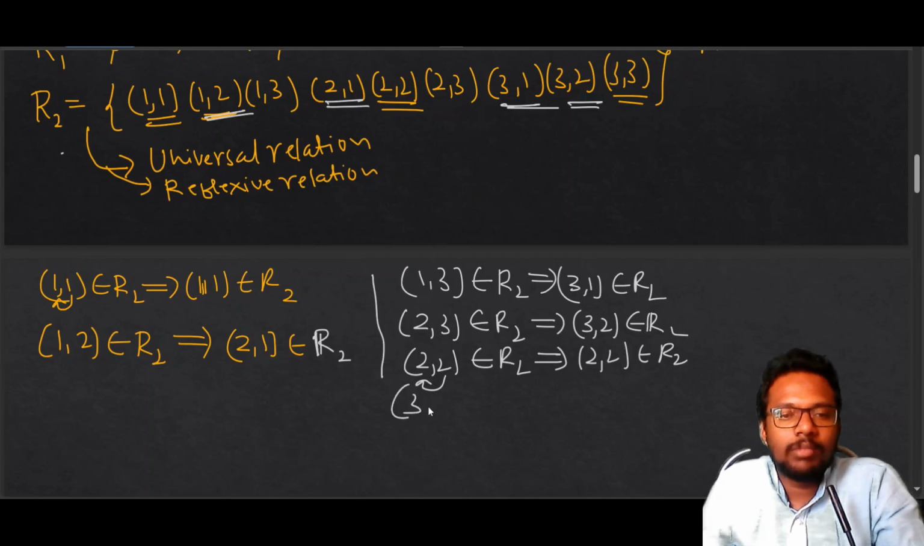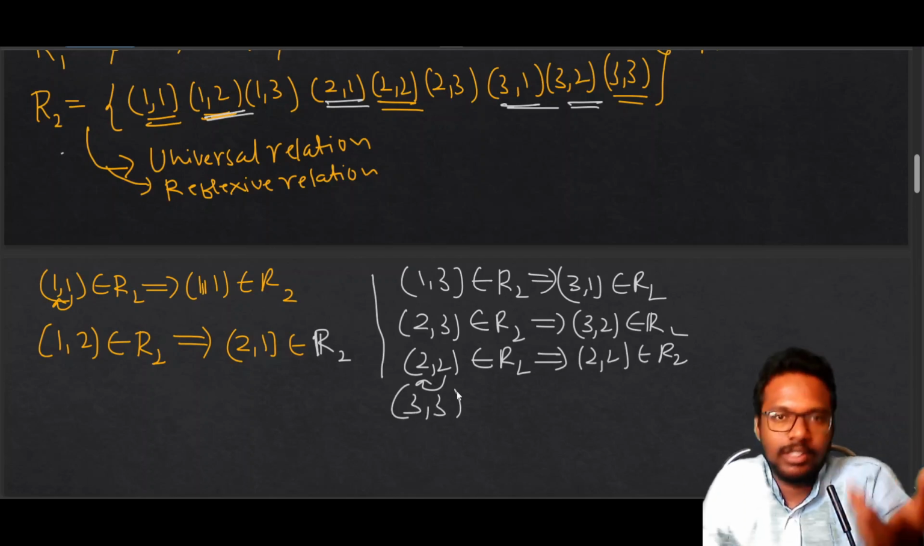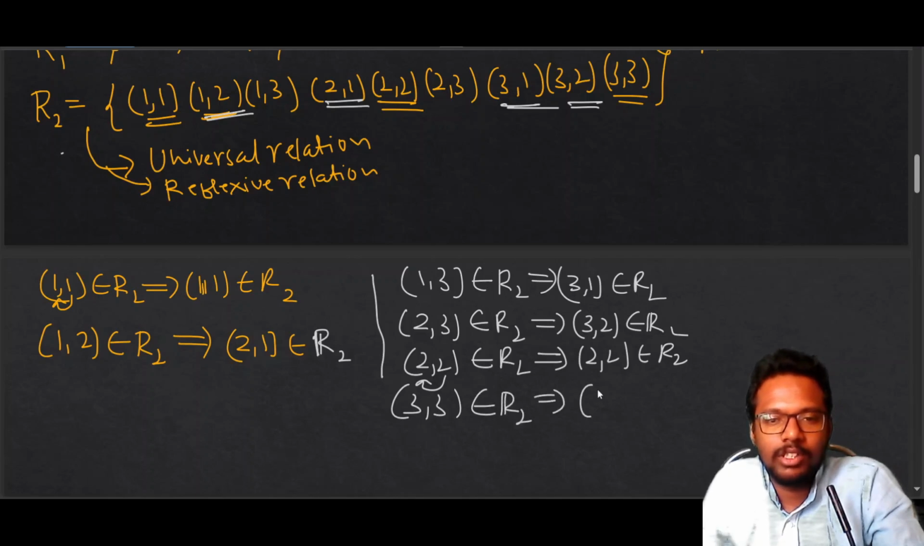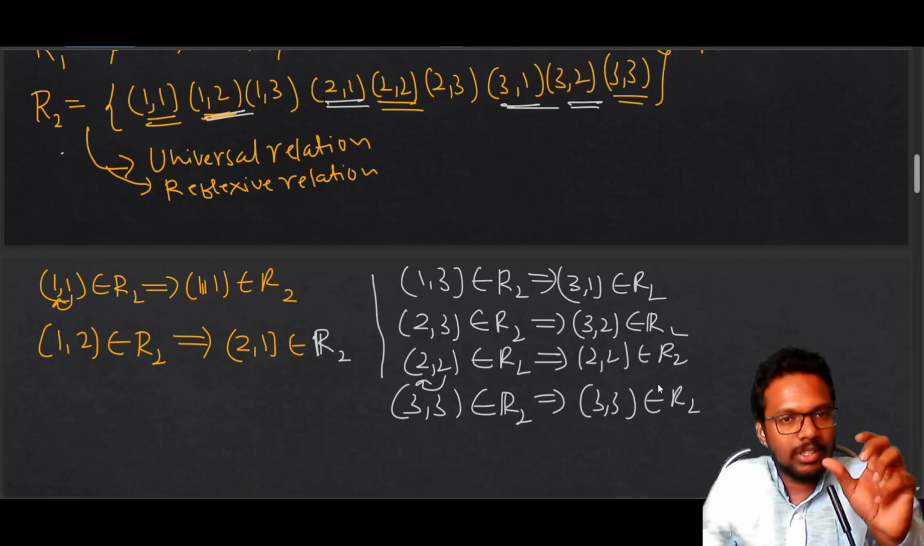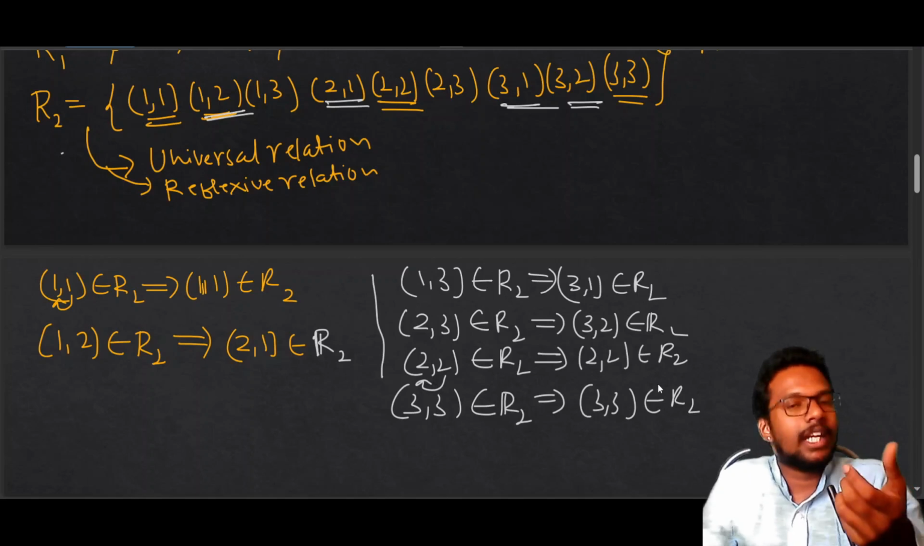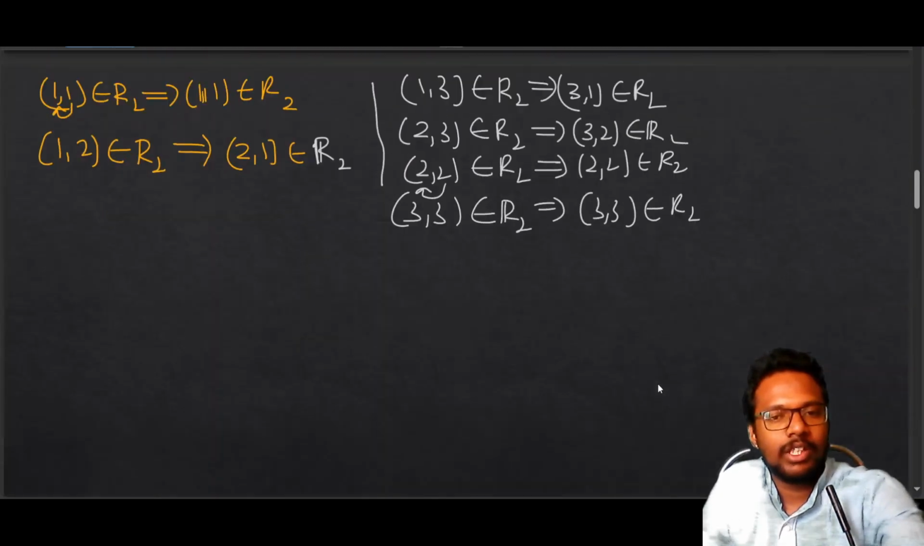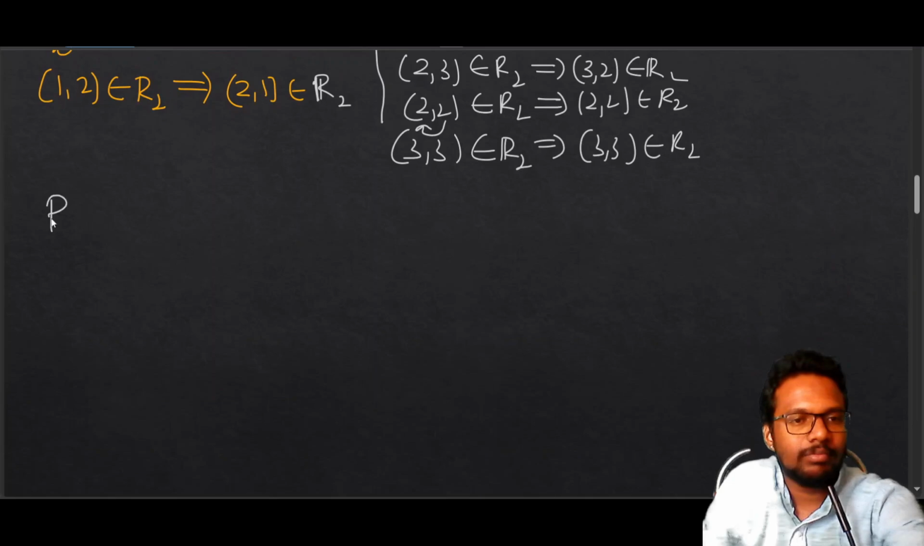If I consider (3,3) and reverse it, it is the same (3,3), so (3,3) belongs to R2. It means for each and every ordered pair, if we reverse the ordered pair, that is, if we interchange A and B, then the reversed pair should be present in R.